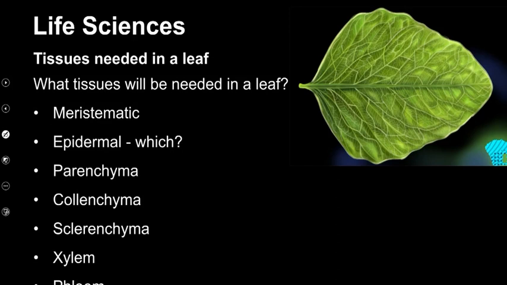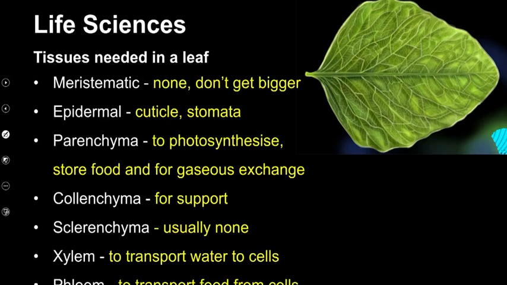Then, will it need parenchyma? Yes, it will. Will it need something to support it, either collenchyma or sclerenchyma? Yes, it will. Will it need xylem and phloem? Most definitely, because xylem and phloem do the transporting. So let's look at that. A leaf will have all of the types of tissue except the meristematic tissue: epidermal, parenchyma, collenchyma. Most leaves don't have sclerenchyma because collenchyma does the job for them, and then of course xylem and phloem.